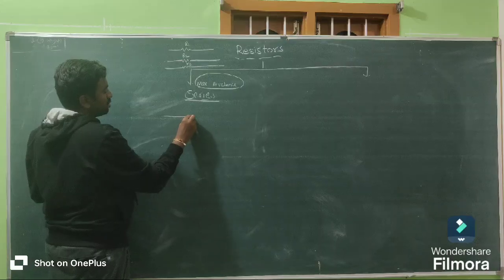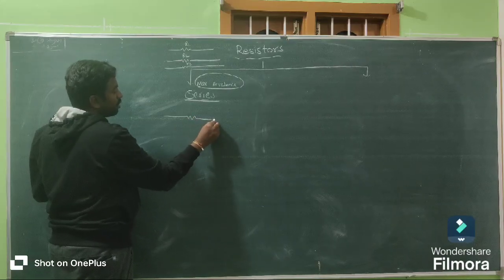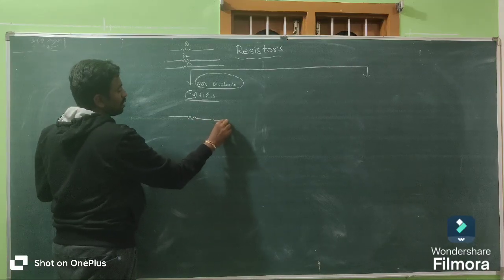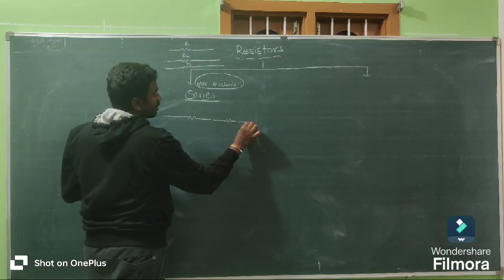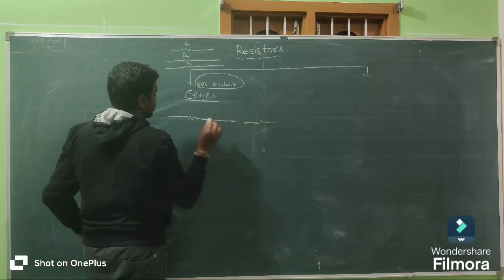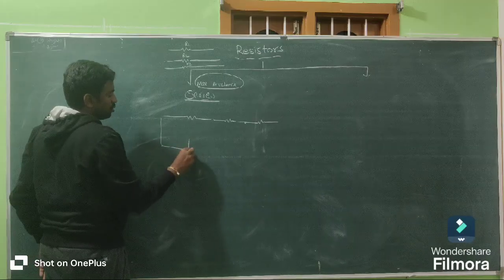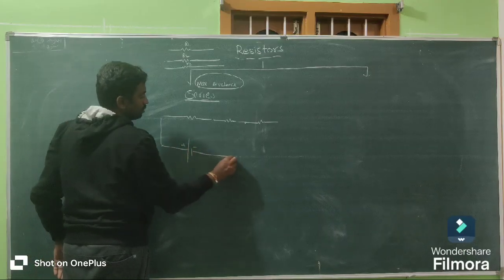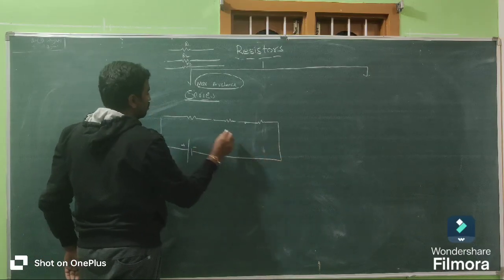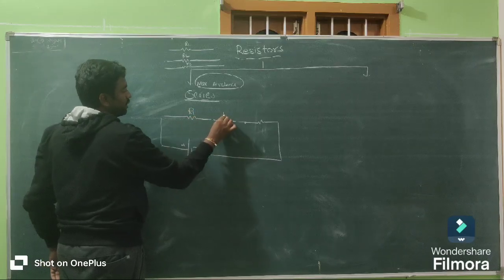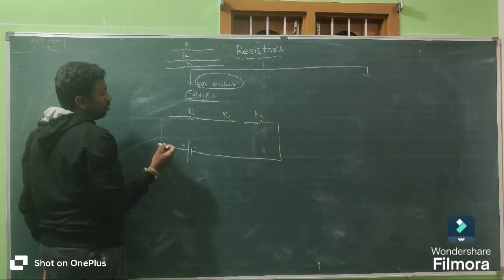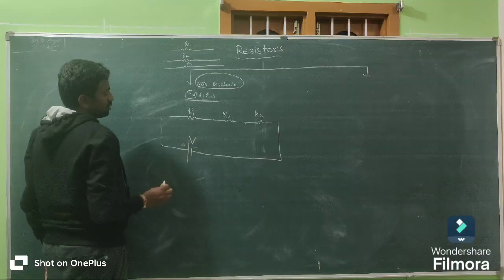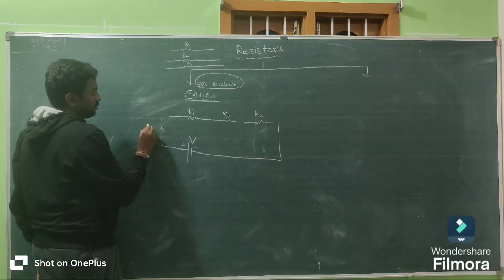Take the first resistor. The end of the first resistor is connected to the starting point of the second resistor. And the end of the second resistor is connected to the starting point of the third resistor, which is in turn connected to the battery. So first resistor R1, second resistor R2, third resistor R3. Now the total potential difference is V and the current is I.